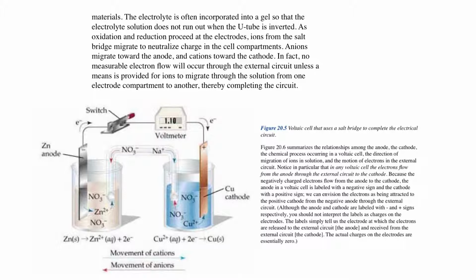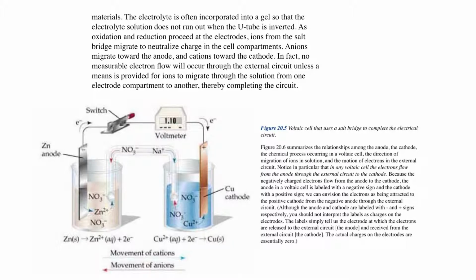Figure 20.6 summarizes the relationship among the anode, cathode, and chemical processes occurring in a voltaic cell, the direction of migration of ions in a solution, and the motion of electrons in the electrical circuit. Notice in particular that in any voltaic cell, the electrons flow from the anode through an external circuit to the cathode. Because the negatively charged electrons flow from the anode to the cathode, the anode in a voltaic cell is labeled with a negative sign, and the cathode with a positive sign.